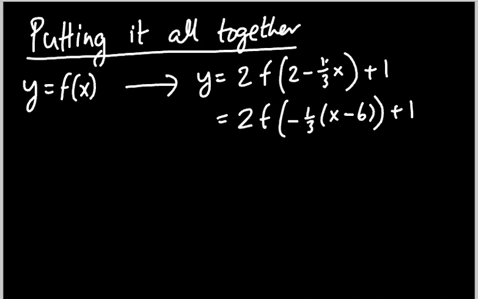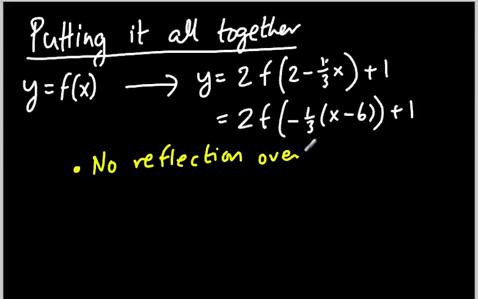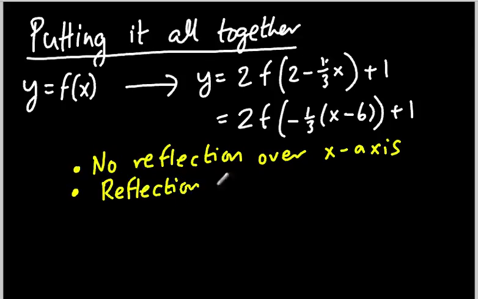So now let's write the list of transformations. Remember, it's always reflection, stretch, translate, and it has to go in that order. I have to keep insisting that. First, is there a reflection in the x-axis? No. So there's no reflection over the x-axis. In fact, you don't even need to write this statement, but I just wanted to highlight that. Because there's a negative on the inside, there's definitely a reflection over the y-axis.